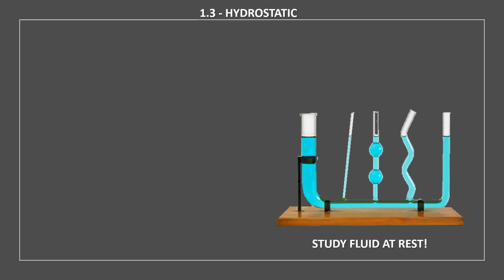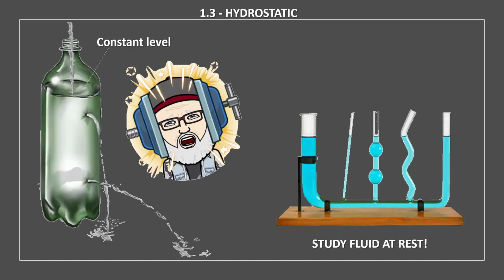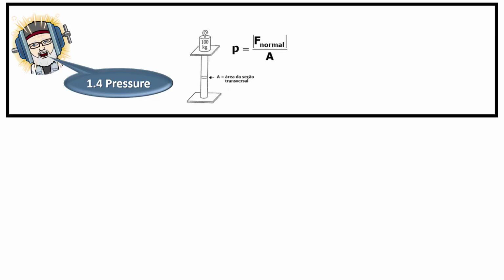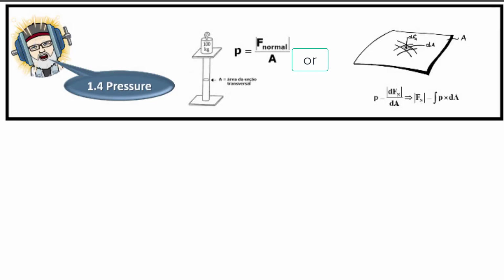Hydrostatics: the study of fluid at rest. Constant level. Pressure. Pressure is defined as the modulus of normal force per unit area. Pressure is equal to the ratio between the magnitude of an elementary normal force and the elementary area where it acts. Therefore, the modulus of the normal force acting on a given surface, caused by the pressure, is obtained by the integral of pressure times the elemental area, dA.